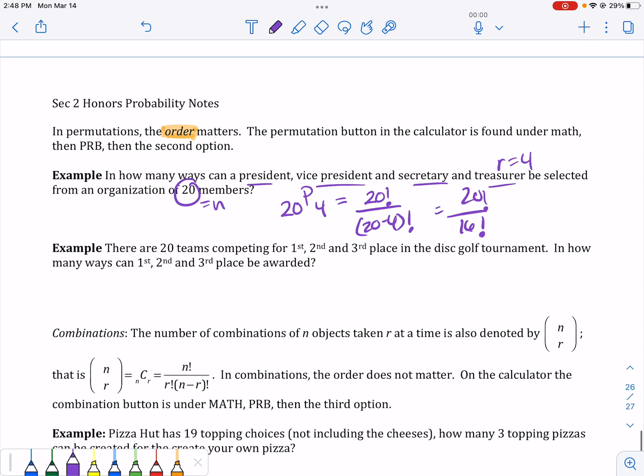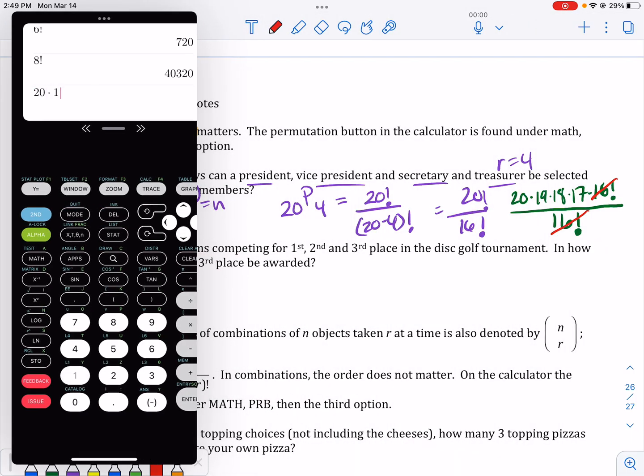Now there's a way that we can simplify this, because if we think about 20 factorial, it's really 20 times 19 times 18 times 17 times 16. I'm purposely stopping here because notice on the bottom, I have a 16 factorial, so these 16 factorials will cancel, so then it's really just 20 times 19 times 18 times 17. So then we get that there's a total possibility of 116,280 ways to pick a president, vice president, secretary, and treasurer, because our order matters.